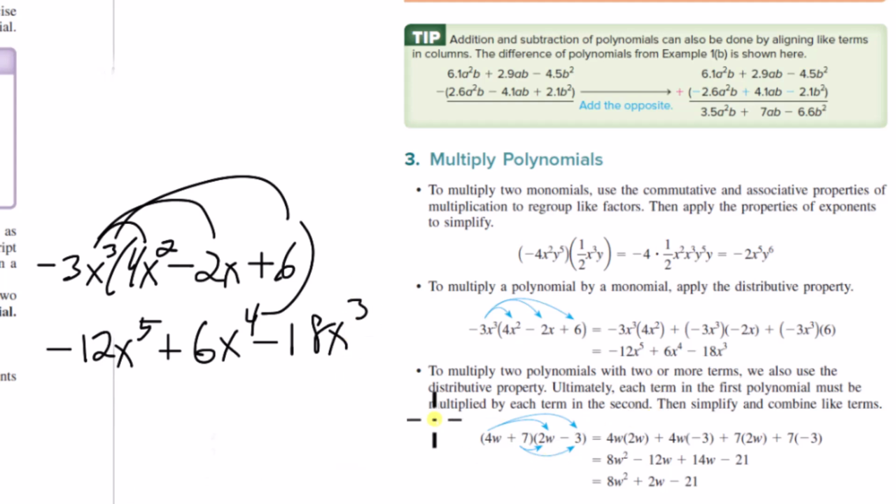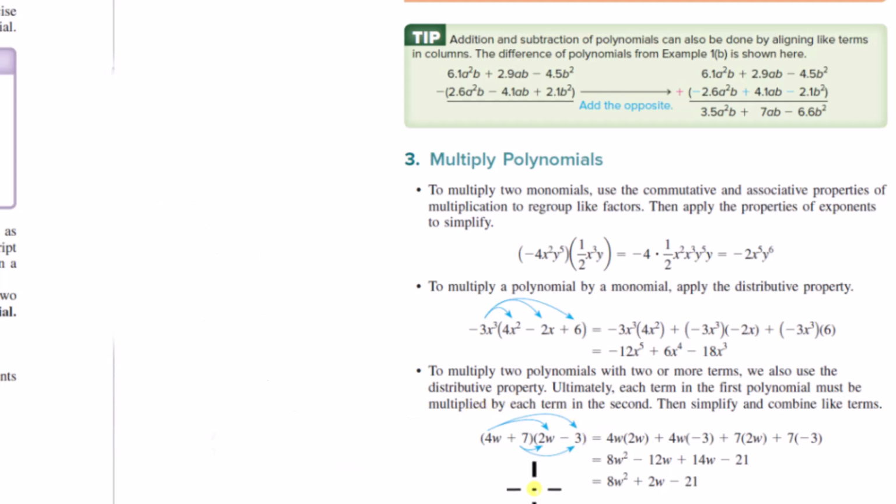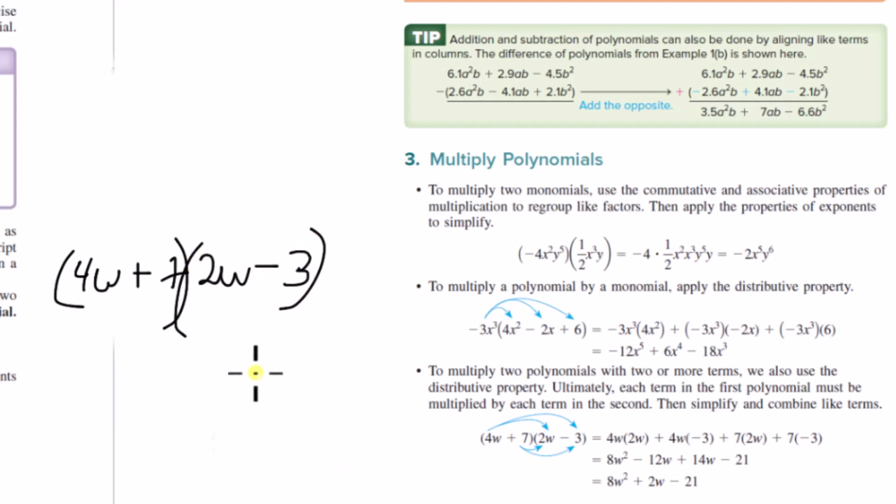Now, multiplying polynomials with two or more terms is still just the distribution property. So you need to know how to distribute. This has nothing to do with polynomials. This is not inherently married to polynomials at all. I mean, all numbers, no matter what they are, obey the property of distribution. So how do we distribute here?